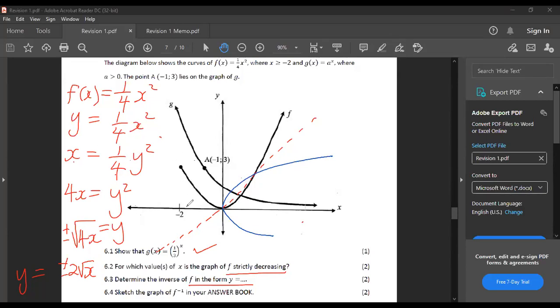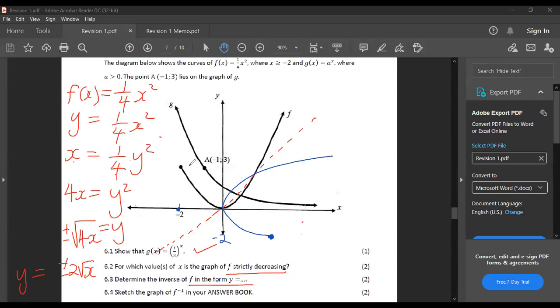Remember, if I were to put this point for x is -2, it swaps to -2 for y. So this graph ends at -2 there. If this was -2 there, that means it ends here at -2. It ends at -2, okay? I hope this is clear, right, guys? Okay, so that's the sketch of the inverse.